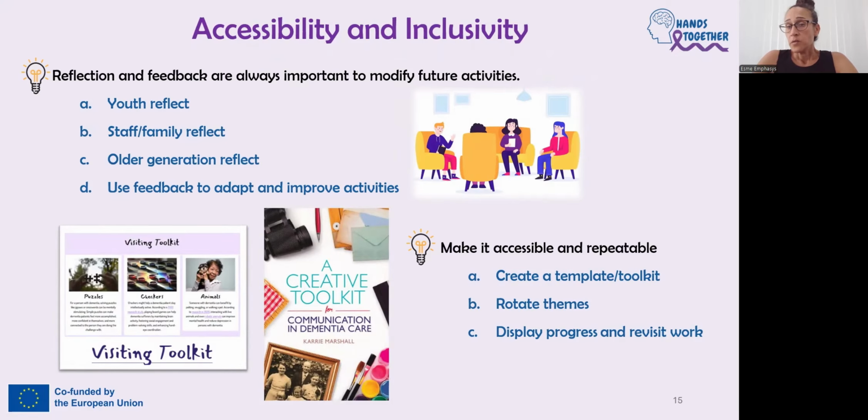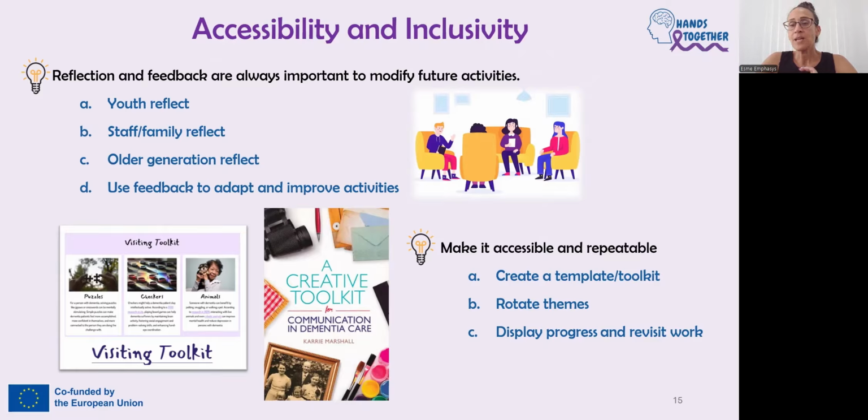To ensure activities remain accessible and inclusive for everyone involved, we must build in regular opportunities for reflection and feedback. Invite youth participants to share their thoughts and experiences and encourage staff or family members to reflect on what worked and what could be improved. It's also essential to include the older generation's perspective, as their insights can help shape more meaningful and respectful engagement. All this feedback should be used to adapt and improve future activities, making the process dynamic and responsive throughout.